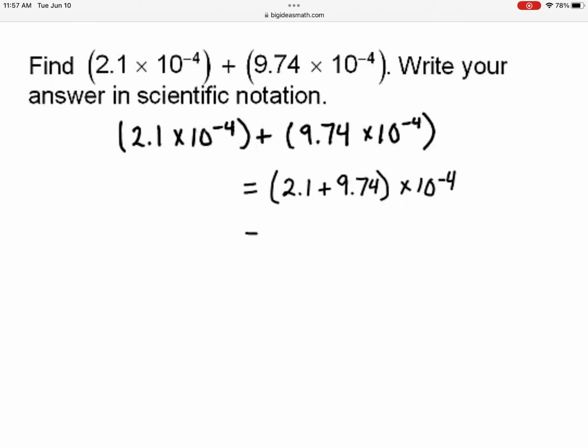Now we can add. 2 and 1/10 plus 9 and 74 hundredths is 11 and 84 hundredths. And we still multiply by 10 to the negative fourth. This number is not in scientific notation because the factor is greater than 10, so we need to write 11 and 84 hundredths in scientific notation. We need to move the decimal point one place to the left, so we have 1 and 184 thousandths times 10 to the first. This is still multiplied by 10 to the negative fourth.